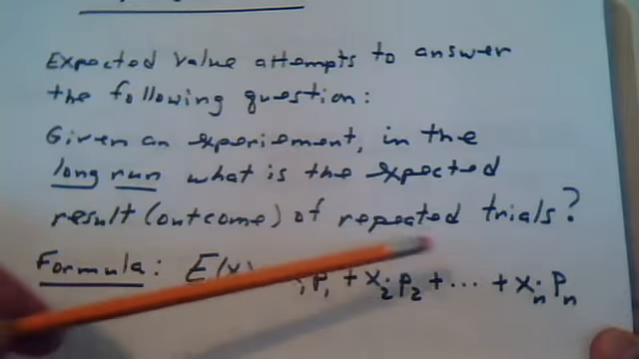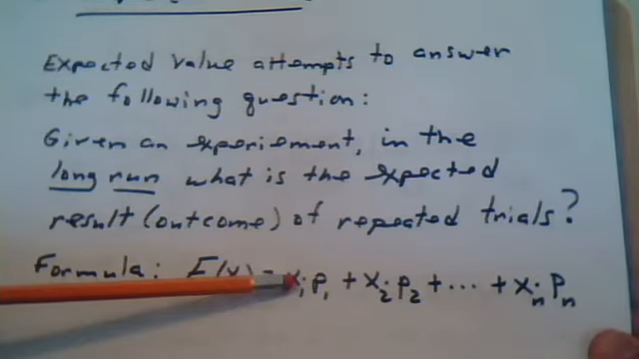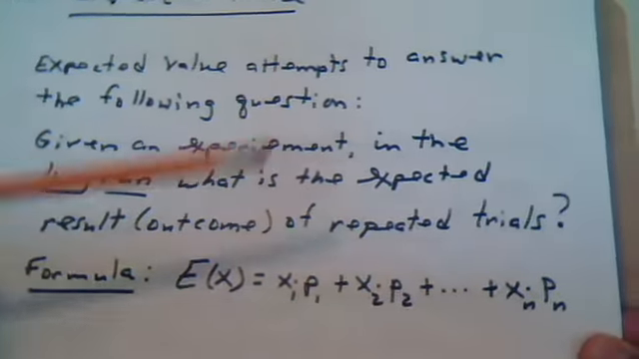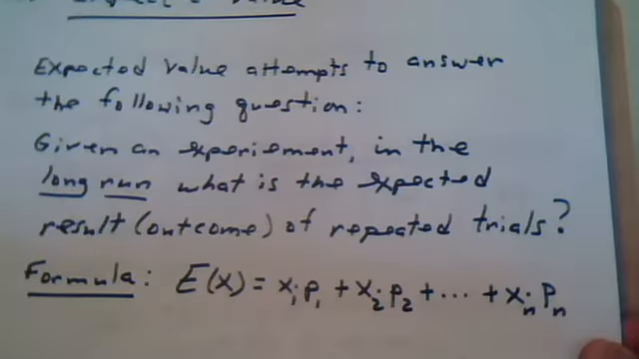Each of these x's is an event, is an outcome, and each of these p's is the probability associated with that particular outcome.